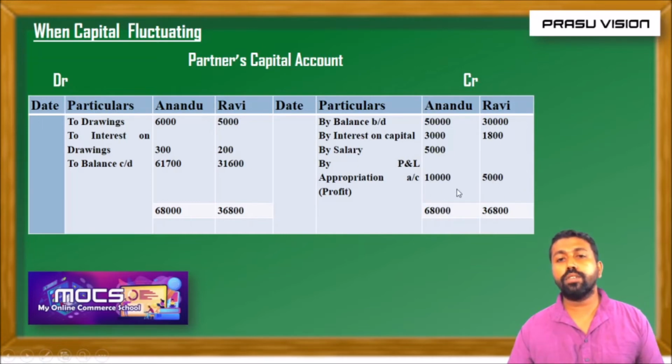So 15,000 into 2/3, 10,000. 15,000 into 1/3, 5,000. So we are finding out the total. Then we are deducting the amounts of drawings and interest on drawings. We will get the balance amount 61,700 and 31,600. So write the problem in your book and do the problem after writing the question.